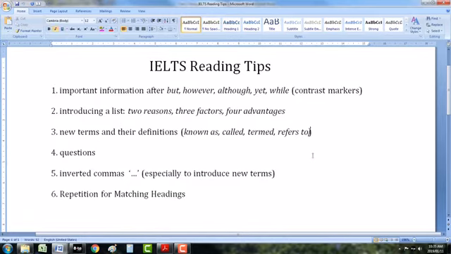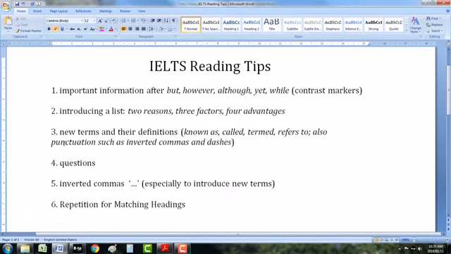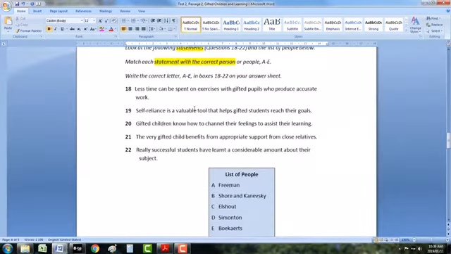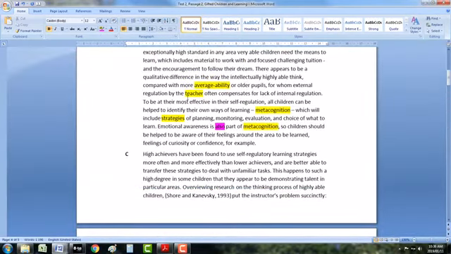I actually want to add something here. Also the punctuation. Punctuation to introduce new terms. Inverted commas, it's these things, and dashes. For example, let's look at that metacognition. Metacognition, they introduced a new term and they put it in between dashes. They didn't say known as, referred to. They just put it in between these two dashes. It's another way of introducing a new term.